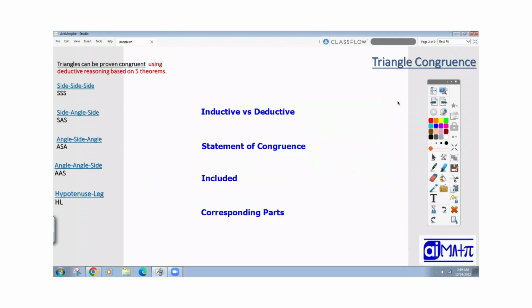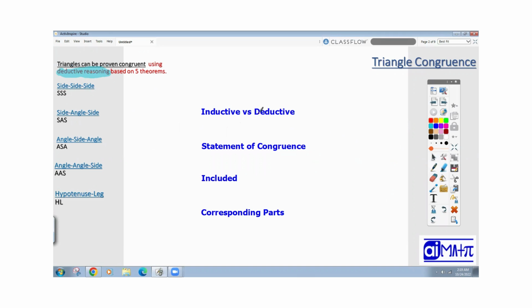Triangles can be proven congruent using deductive reasoning. This is really important. It's based on 5 different theorems, and we're going to talk about what they are today. There's side, side, side; side, angle, side; angle, side, angle; angle, angle, side; and hypotenuse leg.